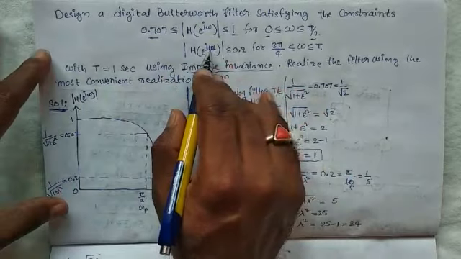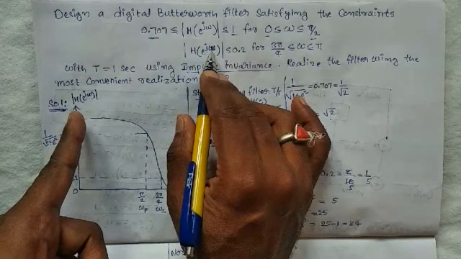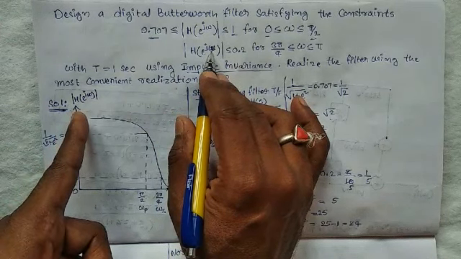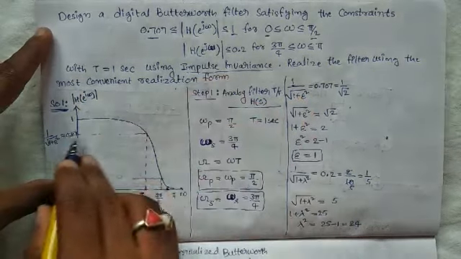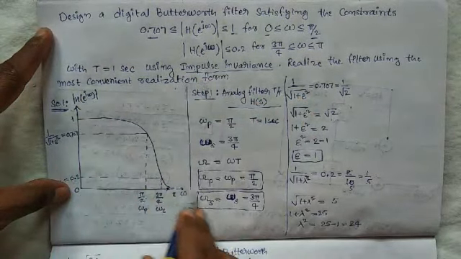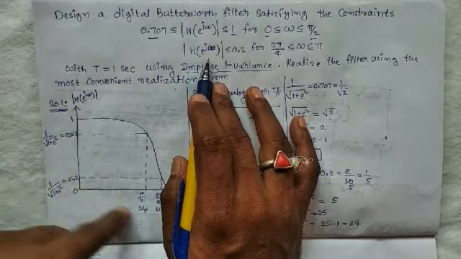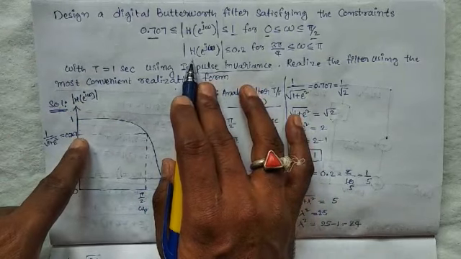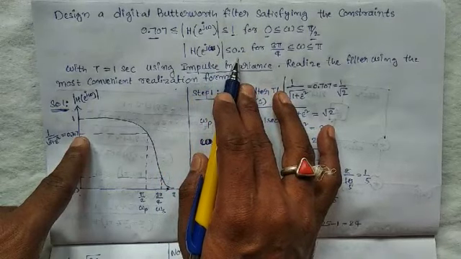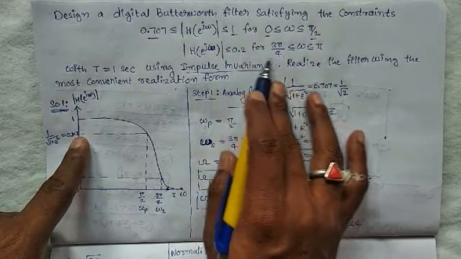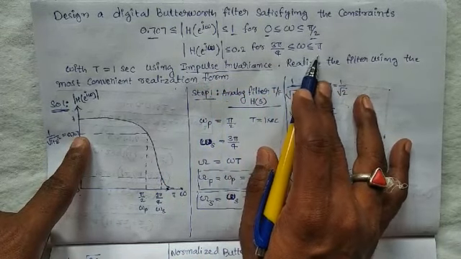Similarly, the second constraint, |H(e^jω)|. Actually, for a Butterworth filter the magnitude response is monotonic in both the pass band and the stop band. This is a Butterworth low pass filter. Similarly, we are designing |H(e^jω)| less than or equal to 0.2, where ω is between 3π/4 and π.